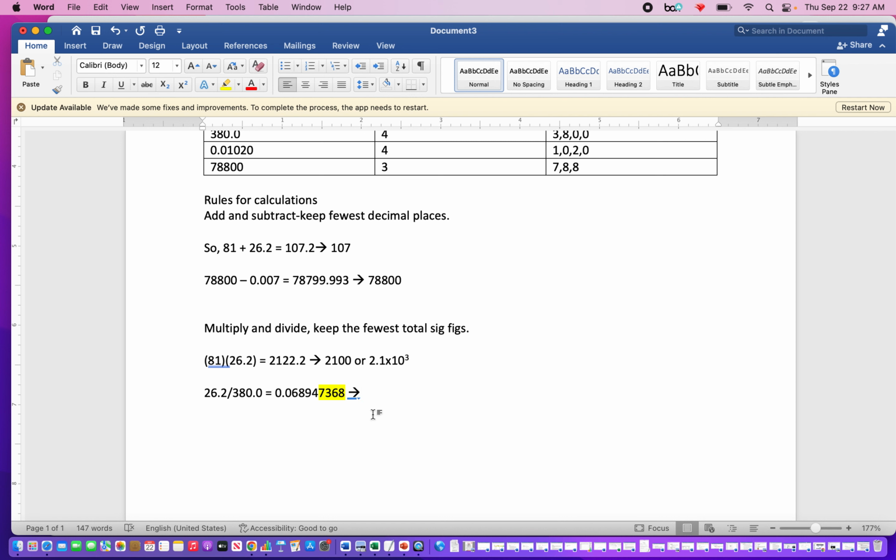And so our answer is 0.0689. Or, if you want rid of those zeros, 6.89 times 10 to the minus 2.